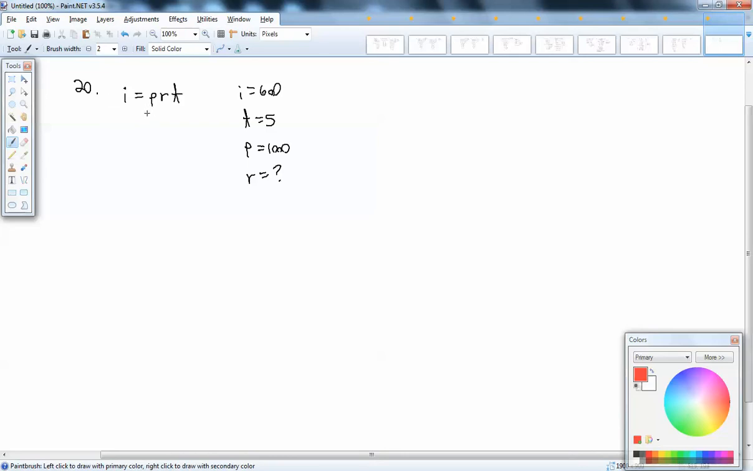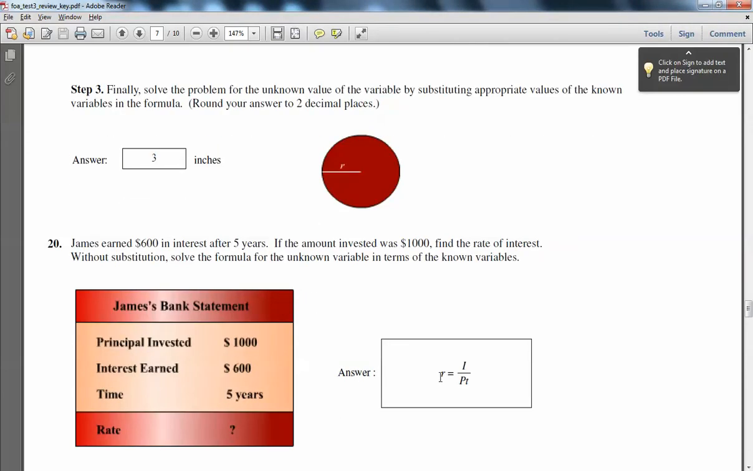Step 4. If necessary, factor out the variable you're solving for. Well, we only have one R, so we don't have to do that. Step 5. Divide both sides by what's in front of or back of the variable you're solving for. There's a P in front of the R and there's a T after it. So divide both sides by PT. Now we do that. The P's will cancel here, the T's will cancel. And we got R is equal to I over PT. Okay, that looks good.